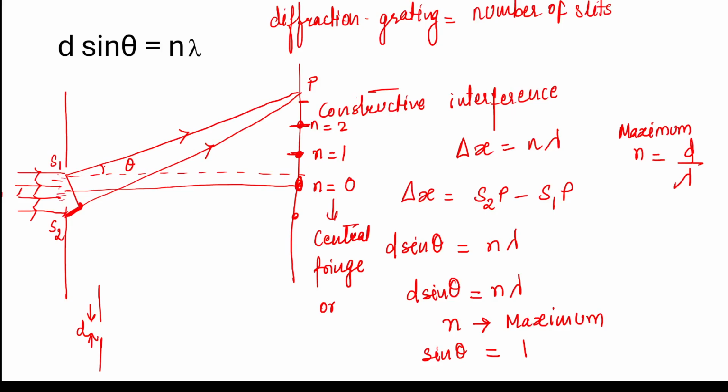So the only thing is, in diffraction, we are not interested in destructive interference because they are not as perfect as in interference. In interference, all the fringes were uniform. If you have constructive and destructive interference, we had alternate dark and bright fringes, and all of them were of equal width.